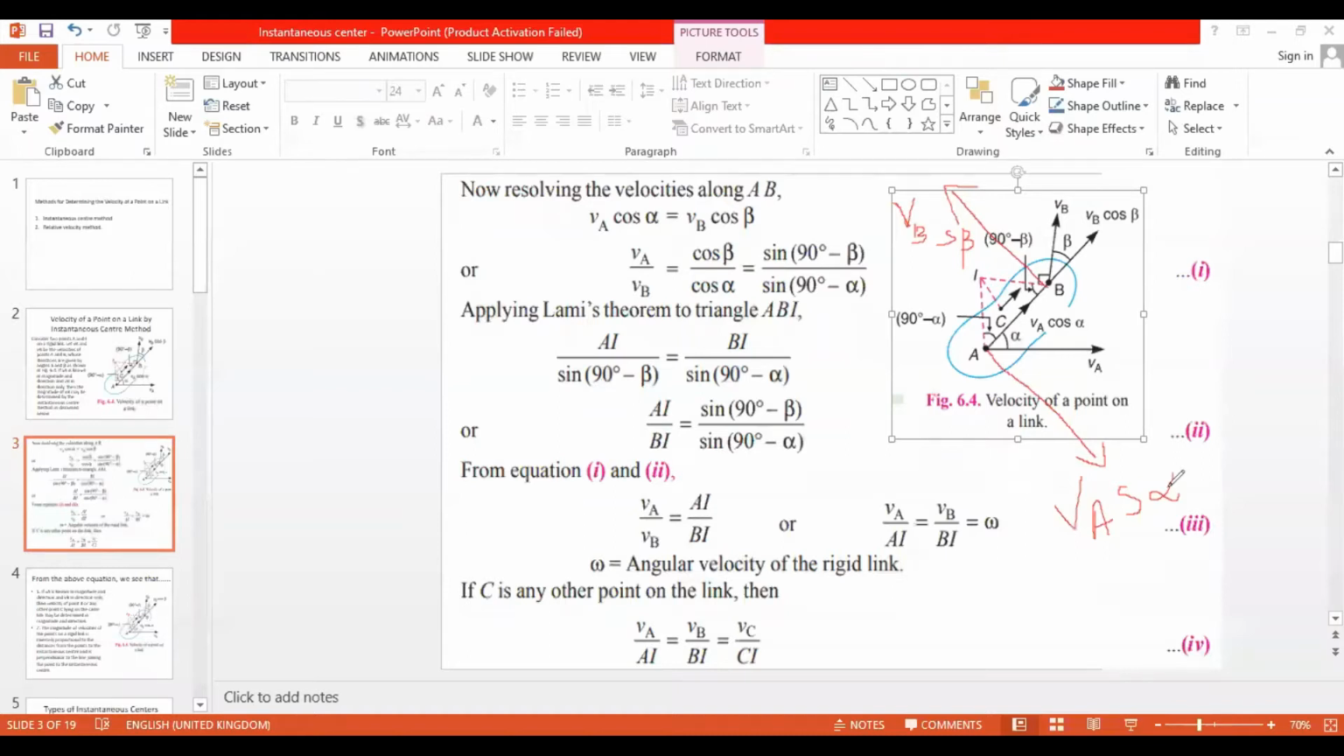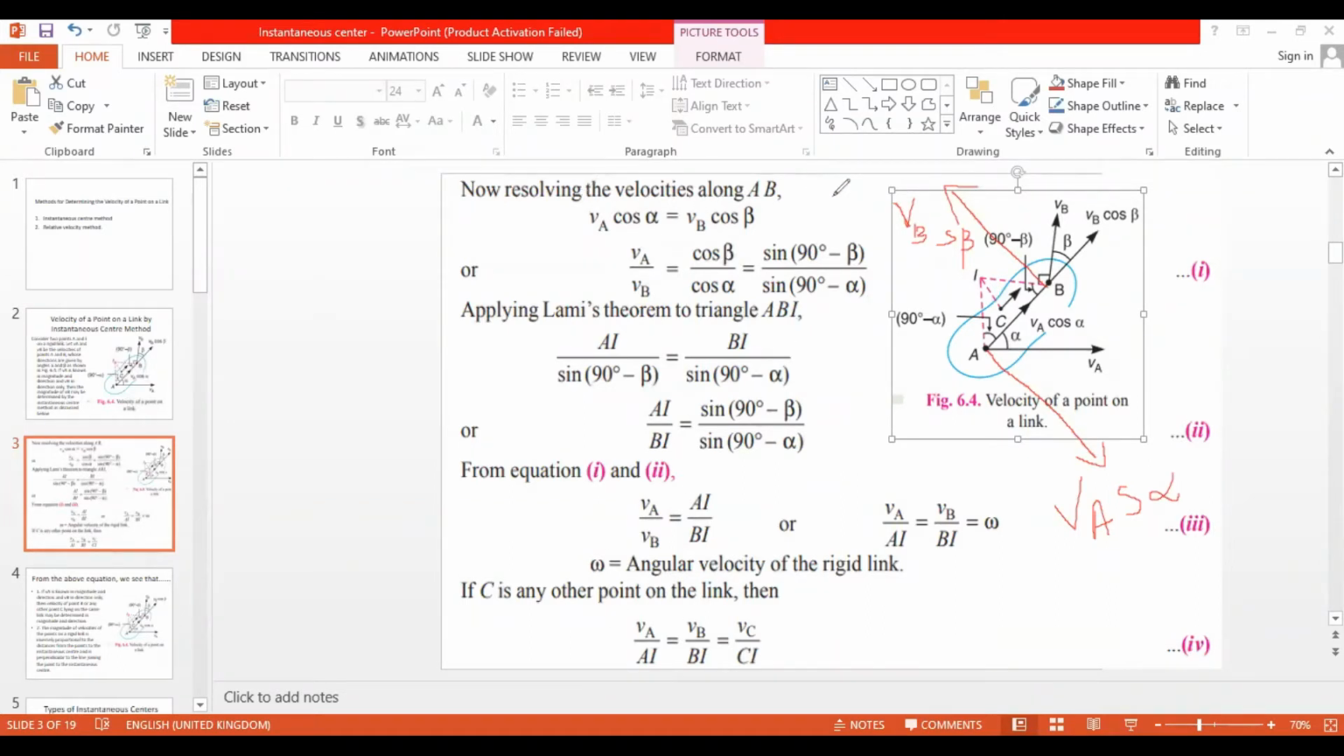We can resolve the force or vector or velocity in two directions. One is along the axis we are taking, and the other one is perpendicular to the axis, right? This is general. So now what we are going to resolve is only with the axis AB, right? We don't need the sin beta for now, okay?